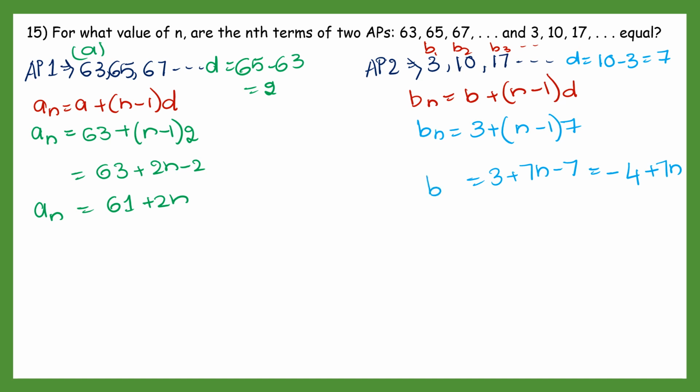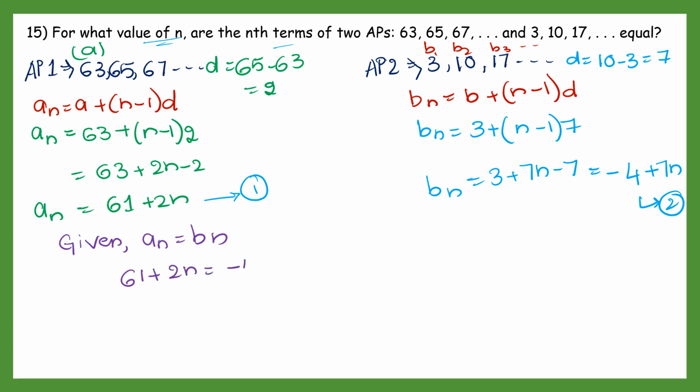We got the nth term in both cases. They are telling us to find for what values of n the nth terms will be equal. They are telling us these nth terms should be equal, but we should find for which term n. So let's make them equal first. So what do we get? an is equal to bn. They have given this, but we should find the value of n. So, 61 plus 2n is equal to minus 4 plus 7n.